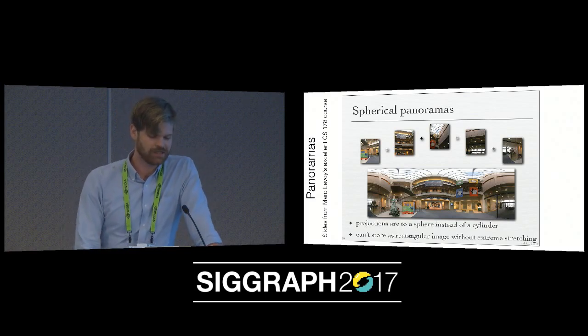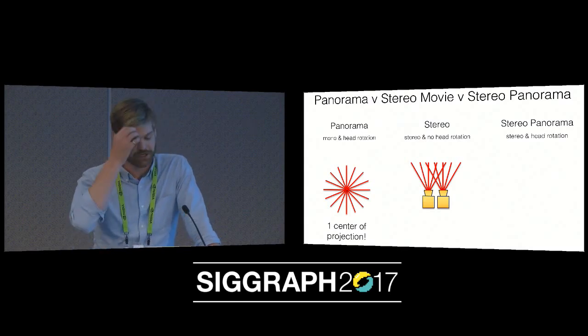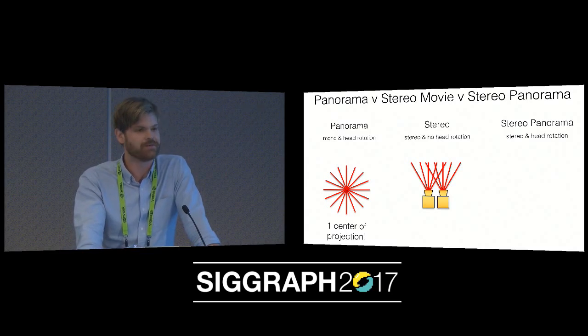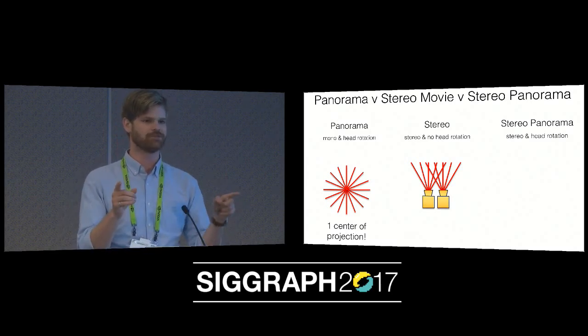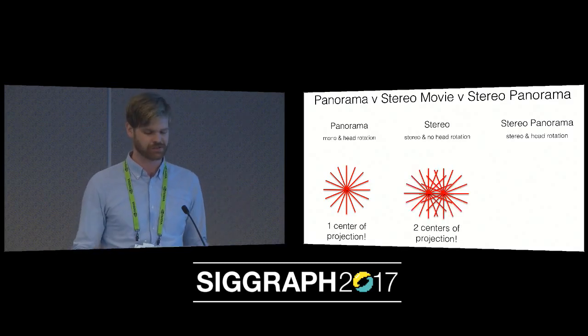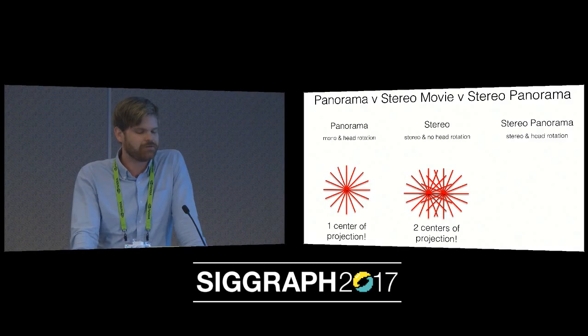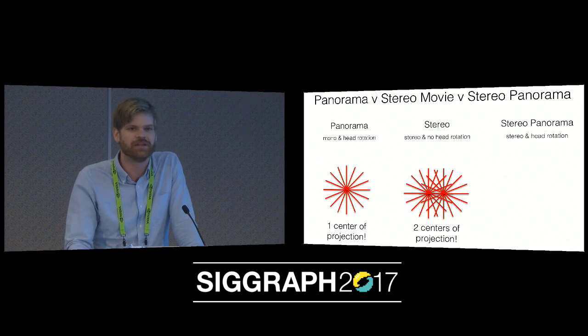So let's move on to stereo imaging that we've been talking about earlier. A first instinct that people may have is to just take two cameras that are in stereo and capture two panoramas, one for each position, like so. So instead of having one center of projection, you now have two. And at first glance, this may look cool. We're capturing stereo information. That's nice. We can end up displaying this on a VR display.